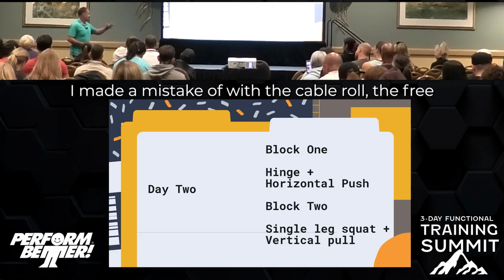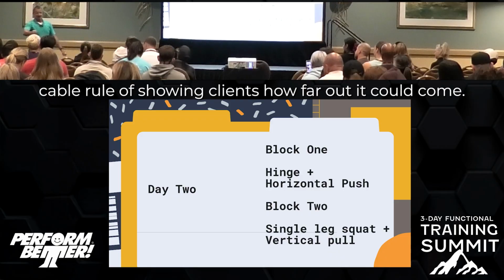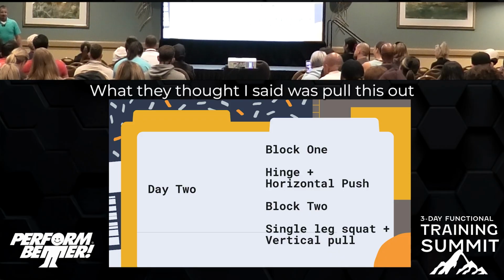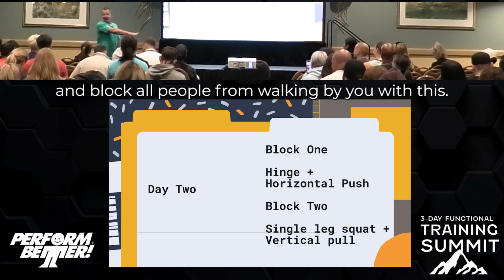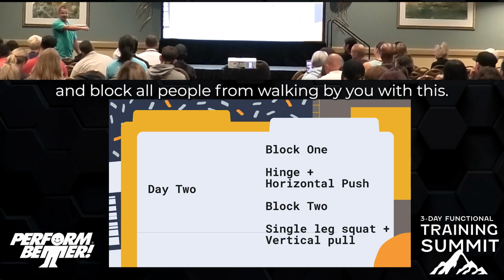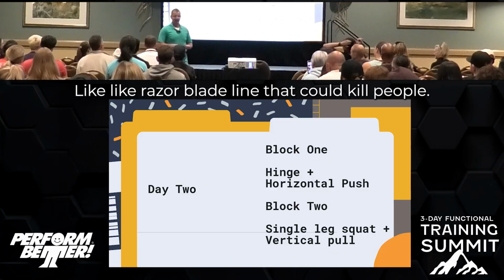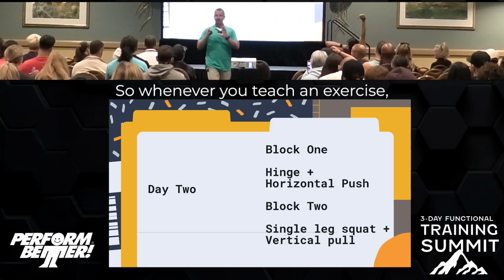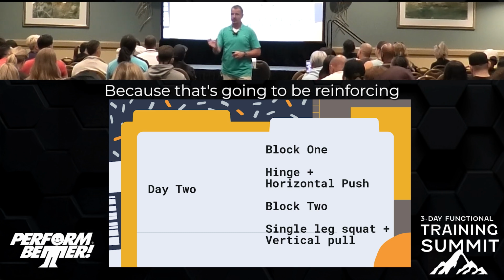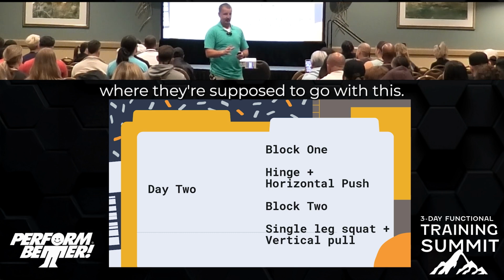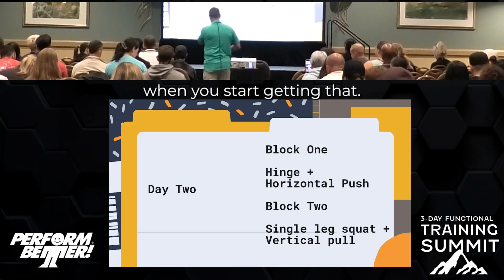I made a mistake with the free motion cable row, of showing clients how far out it could come. What they thought I said was pull this out as far as you can and block all people from walking by you with this razor blade line that could kill people. So whenever you teach an exercise, think about where you are going to teach it, because that's going to be reinforcing where they're supposed to go. And that can make or break your training session.